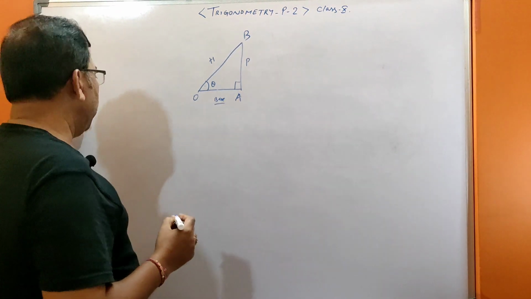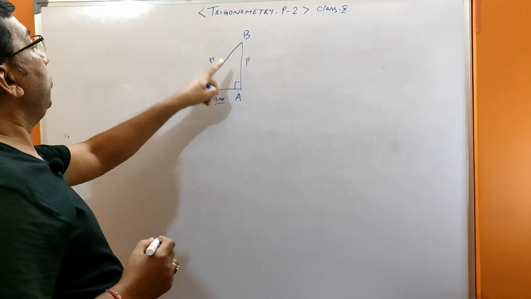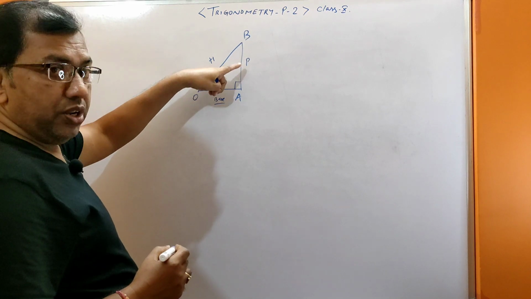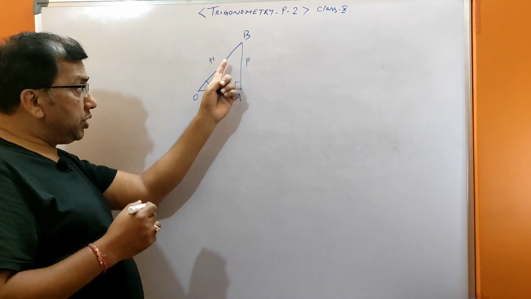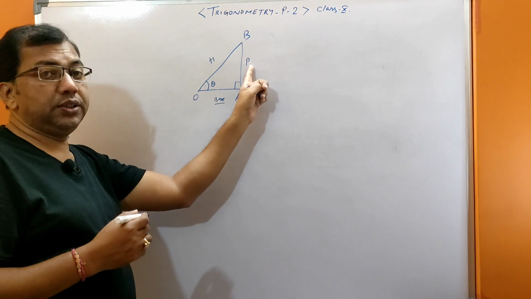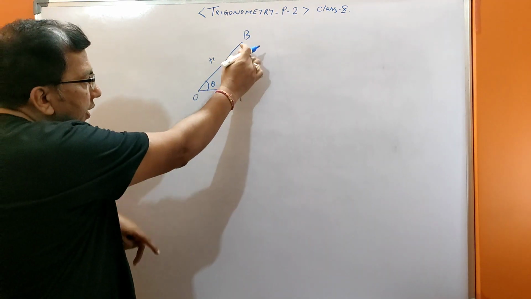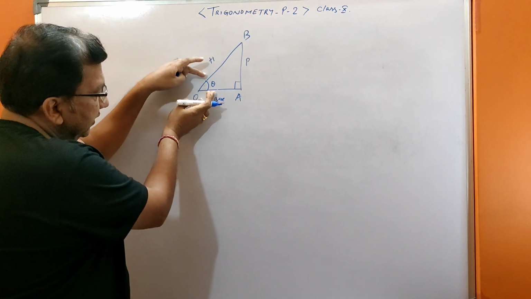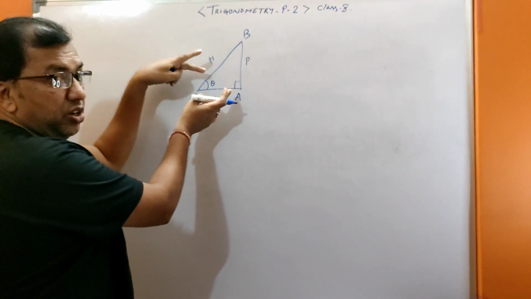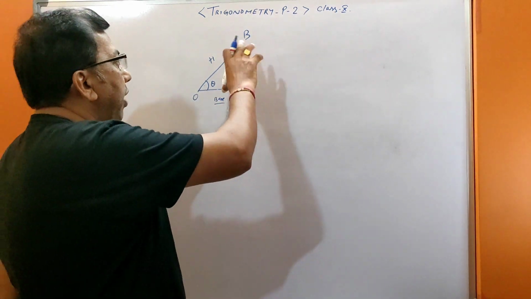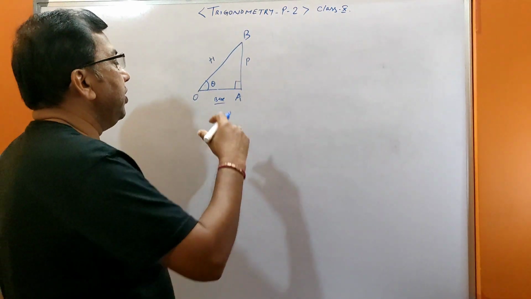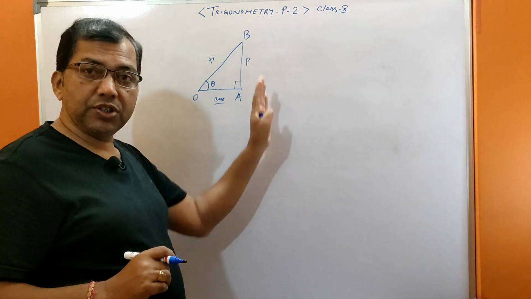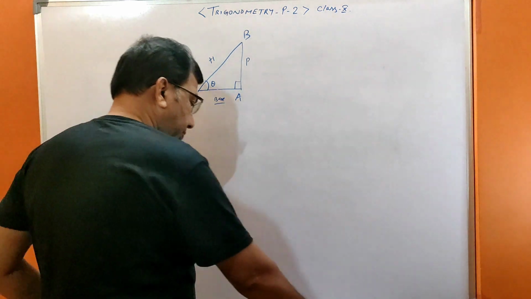Here, the side opposite the right angle will be the hypotenuse, and the side opposite theta, that is the acute angle, will always be the perpendicular. If this is theta, the opposite side will be the perpendicular, and this will be the base. The two adjacent sides of this angle will be the hypotenuse and the base. Always remember this. Now, applying the Pythagoras theorem. What is the Pythagoras theorem? The hypotenuse square equals base square plus perpendicular square. We know it.